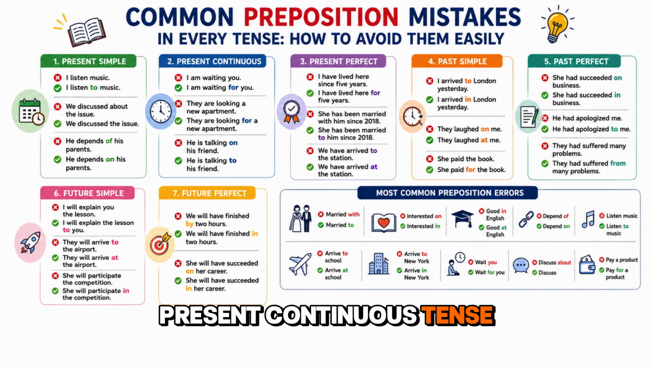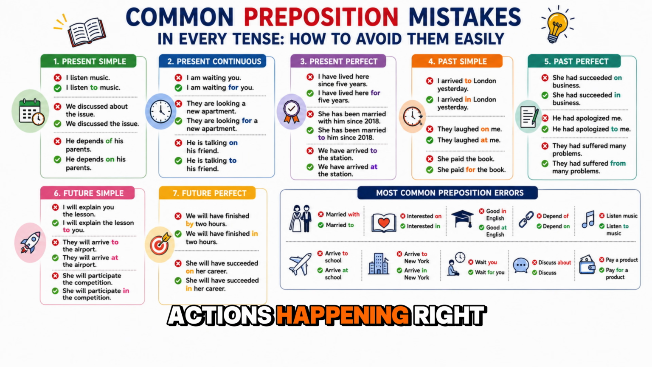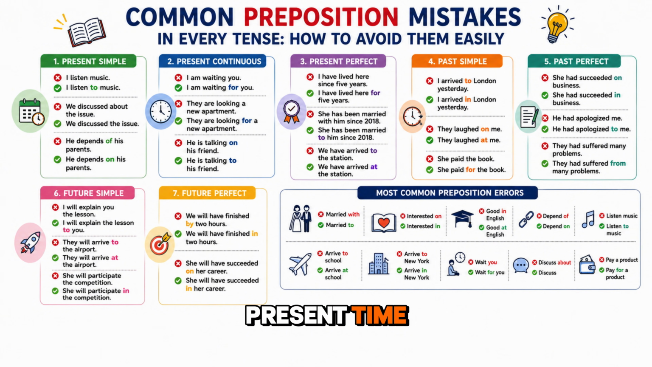Present continuous tense. Now, let's move on to the present continuous tense. This tense describes actions happening right now or around the present time. One of the most common mistakes involves the verb wait. It is incorrect to say, "I am waiting you." The correct way to say it is, "I am waiting for you." Whenever we use the verb wait, we normally use the preposition for before the person or thing we are waiting for. For example, "We are waiting for the bus." Another example is, "She is waiting for her friend."